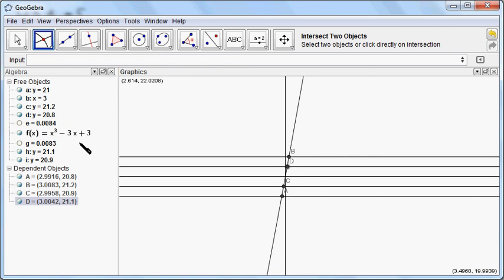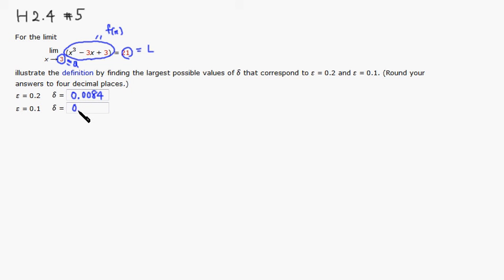So you have 3.0042, so it's going to be 0.0042, or 3 minus 2.9958. Actually, it's exactly the same value. So 0.0042 would be the value of delta for epsilon equals 0.1. That's it. I hope that this was clear.